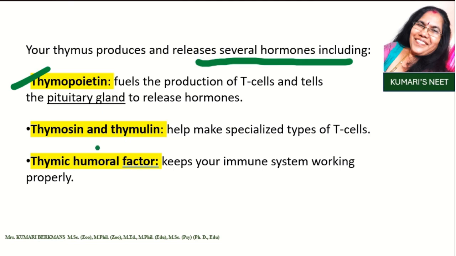Okay, and thymulin, which helps make a specialized type of T cells. Some other kinds of T cells they will produce. Okay, and thymic humoral factor keeps your immune system working properly. So this factor is very, very important. This only keeps the immune system working properly. So these three hormones are also very, very important. This one induces the pituitary to secrete the hormone, this one makes the specialized cells of T cells, and thymic humoral factor keeps your immune system working properly.